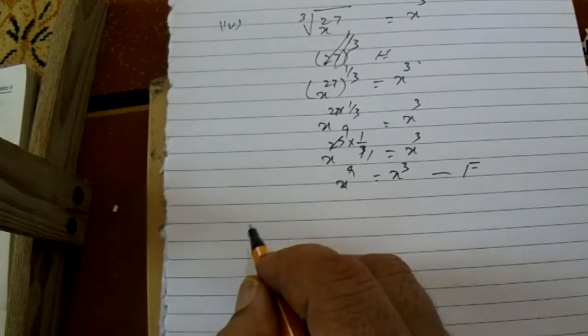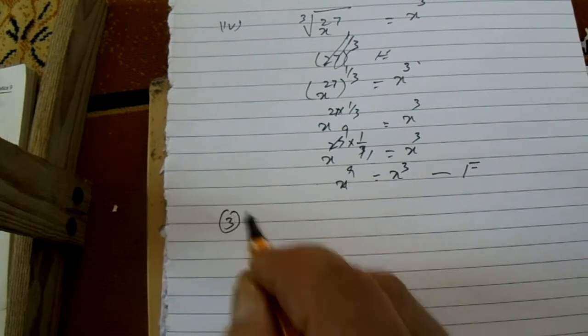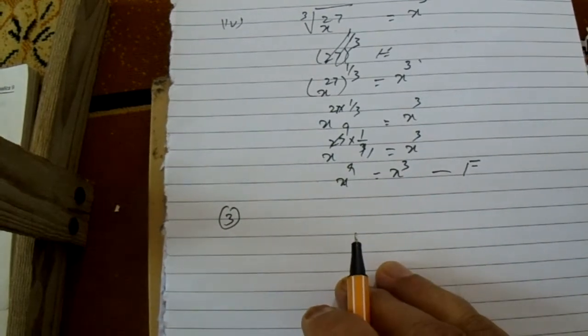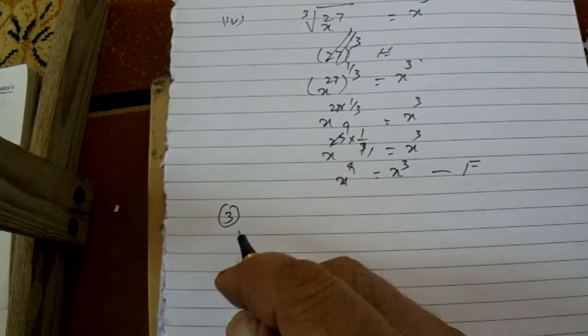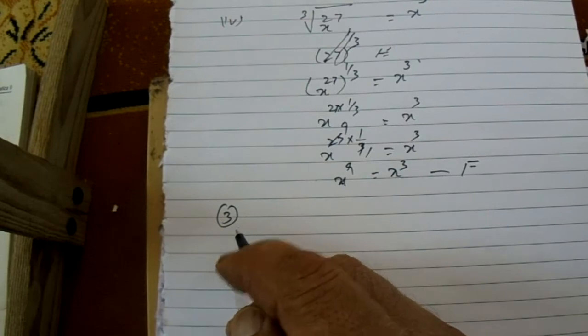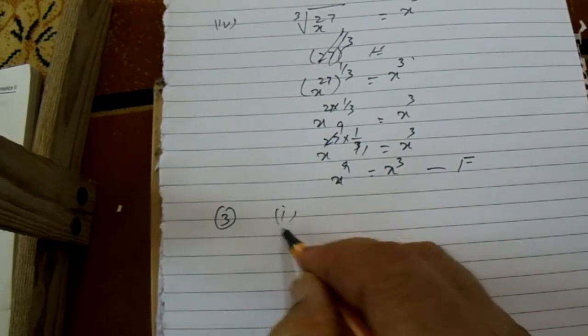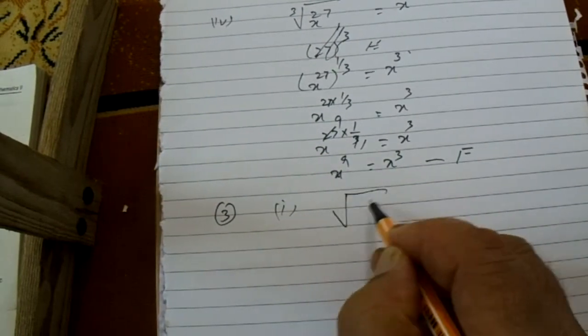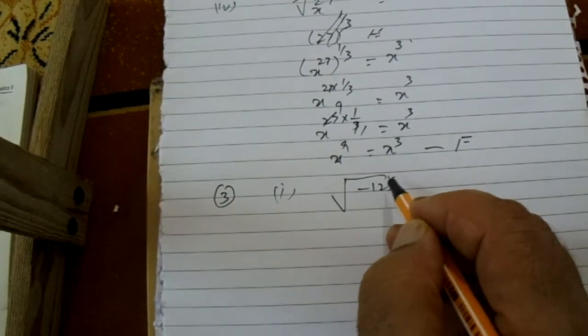Now the third question: simplify the following radical expressions. Now a radical expression is given, and we will simplify each number. The first part of this question is the cube root of minus 125.